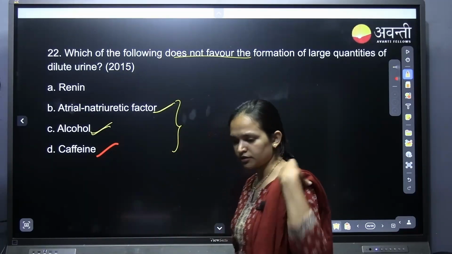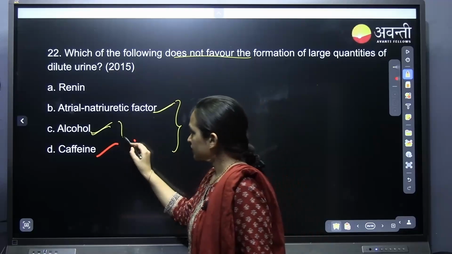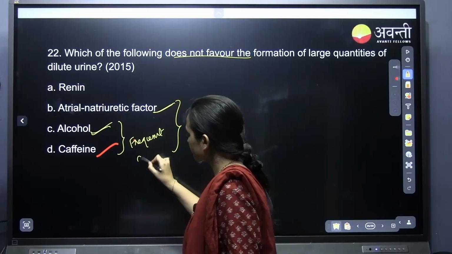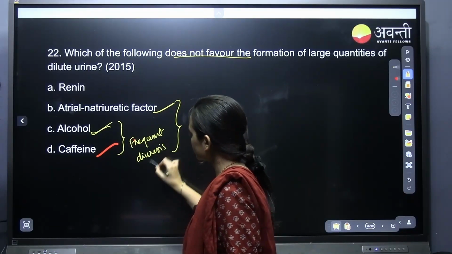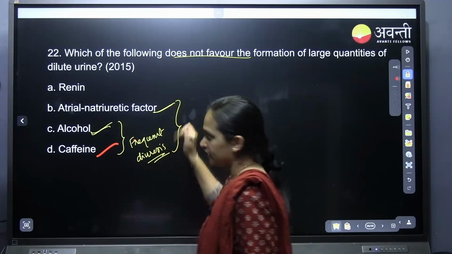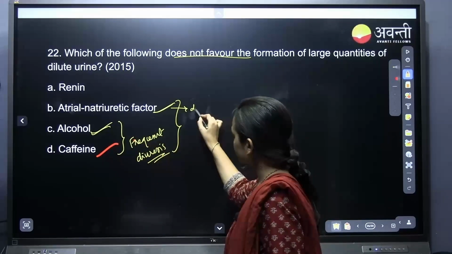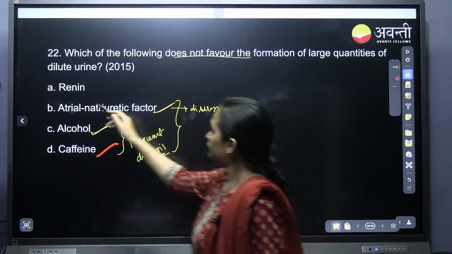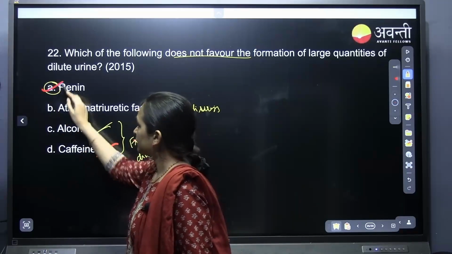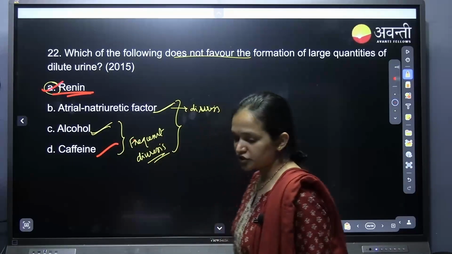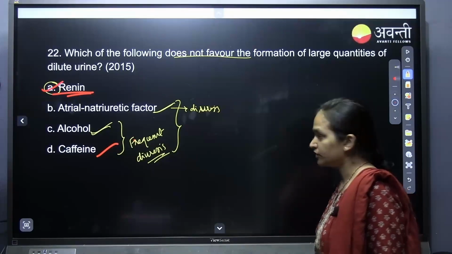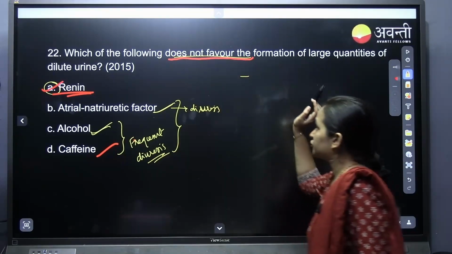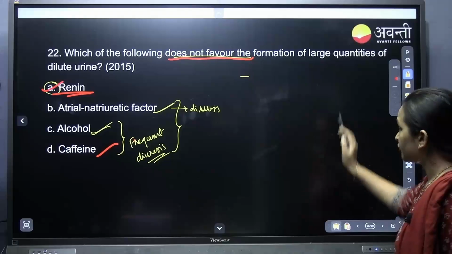Okay. Yes. So this causes frequent urination, which means diuresis. These two, natriuretic factor, vasodilation, cause diuresis, which favors the formation of dilute urine. What does not favor diuresis is renin, isn't it? It puts a check on diuresis. So renin is the correct answer. We need to read correctly. It asks, does not favor.